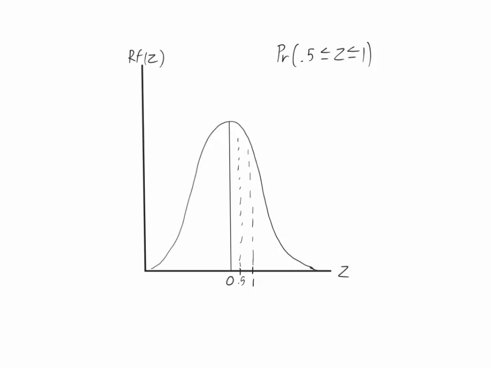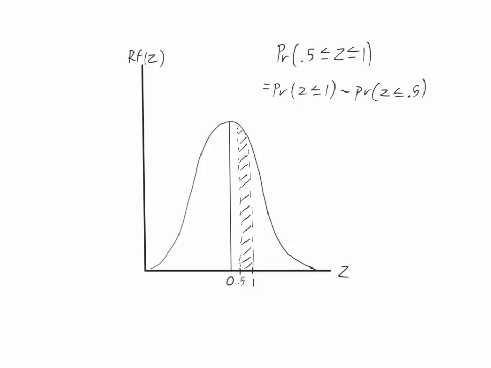So we can see that this area will be a lot smaller than half. It's going to be a small but significant probability. Now, how would we find this? Well, the easiest way to find this using Excel is to express that this is equal to the probability that z is less than or equal to 1, which we know how to find, minus the probability that z is less than or equal to 0.5. And we know how to find each of these. I'll show you in a second how to do that in Excel.